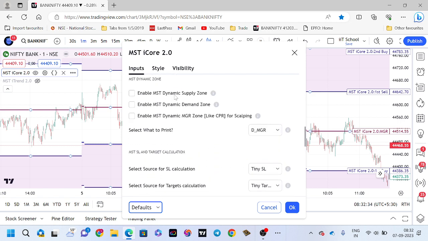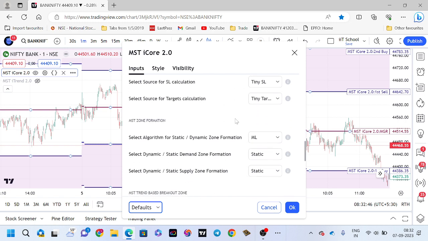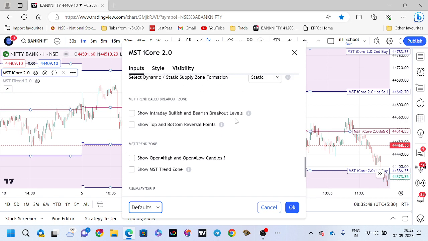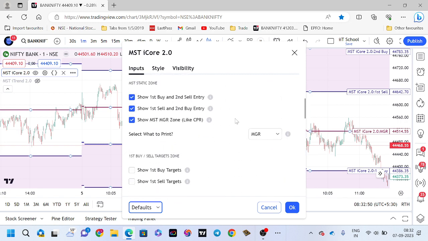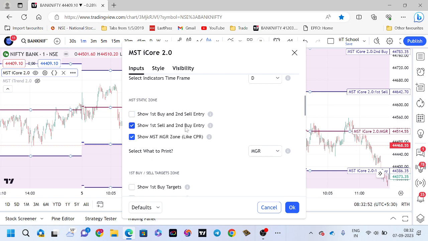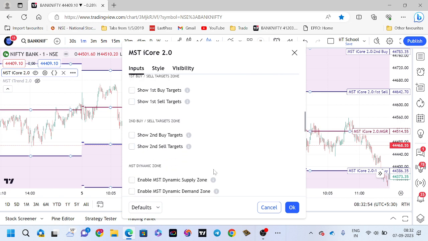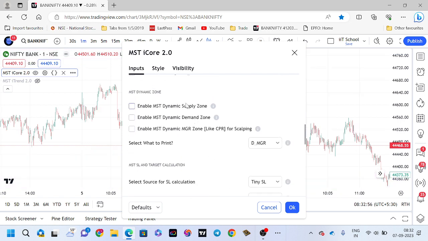The second method is the dynamic zone. Whenever the zone breakout happens and the market goes out of the zone, a new zone will be formed. Until then, a new zone will not be formed. This is the second one. And the third one we are going to see today, because the dynamic and static zones I have already explained to you.